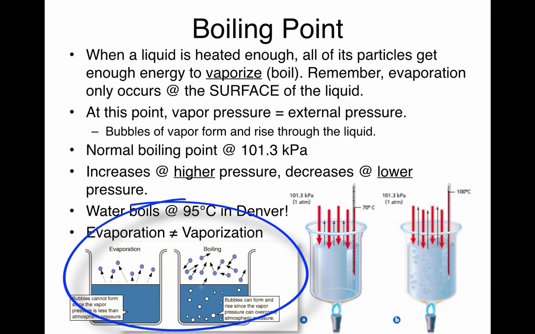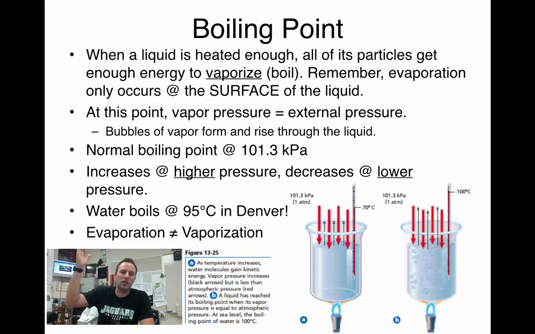Normal boiling point is at 101.3 kilopascals. Remember, that's sea level air pressure. As you go up in elevation, the boiling point is going to drop, and as you go down in elevation, the boiling point is going to go up, which is why water boils at 95 degrees Celsius in Denver. It normally boils at 100 degrees Celsius. Here in Valley Center, we're up elevated a little bit. It might boil at 99.5 degrees Celsius, okay, because there's less pressure holding that liquid back, and so it can all jump up and turn into a gas.